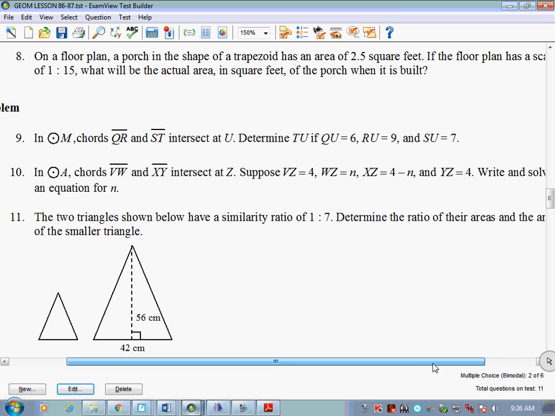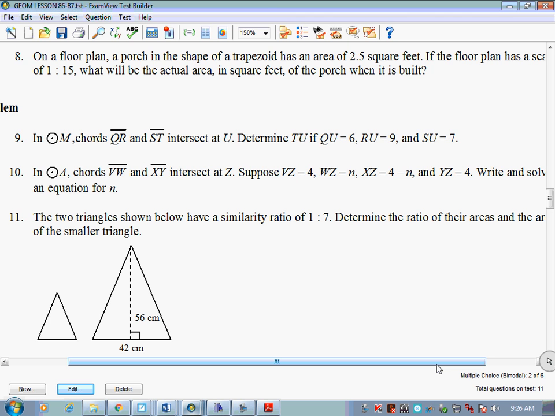All right. On a floor plan, a porch in the shape of a trapezoid has an area of 2.5 square feet. That's the floor plan. If the floor plan has a scale factor of 1 to 15, what will be the actual area in square feet of the porch when it is built? What do I need to do with 1 over 15? 1 over 15 is the scale factor, right? Square it. Square each individual part. So that's 1 over what? 225. 1 to 225.